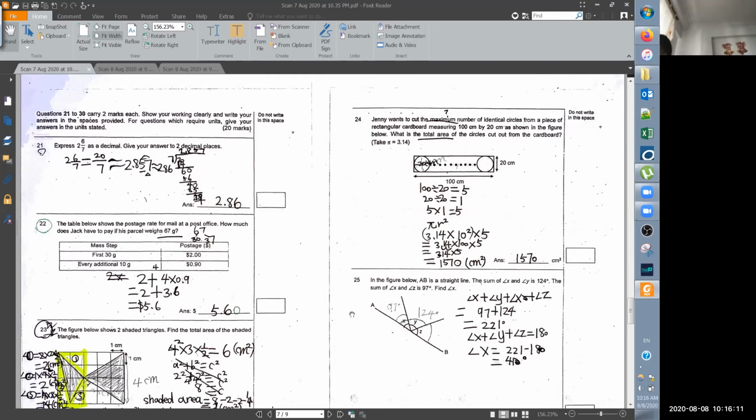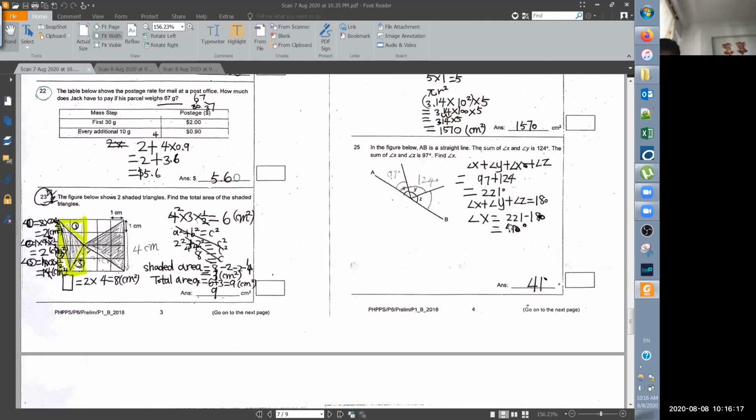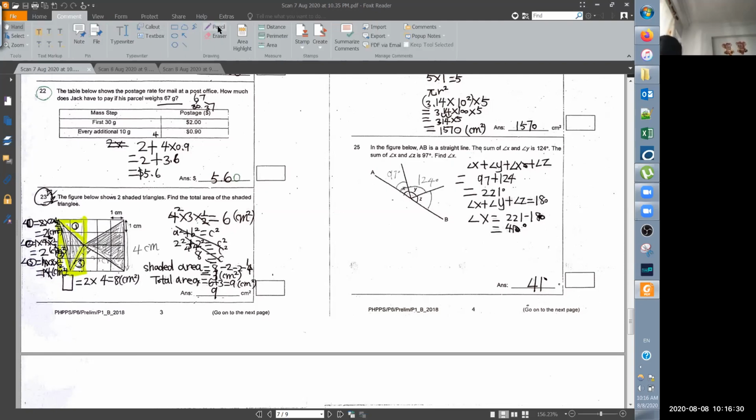Okay, this one is okay. Over here you did not write down the statement. What's the statement here? X, y, z add up to 180 degrees. What is supposed to be the statement? The second one should be angles on a straight line. Very good.